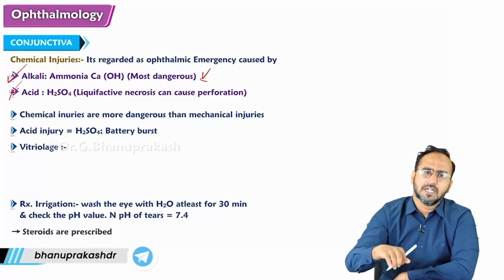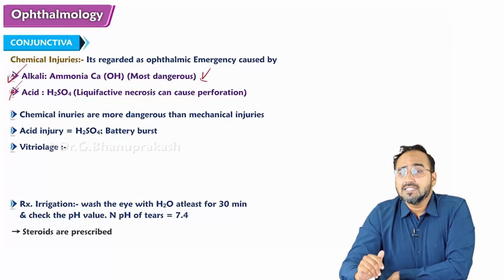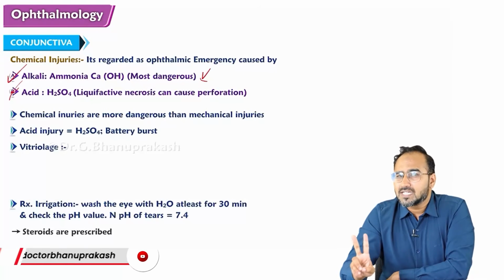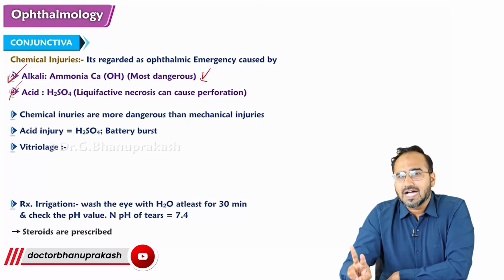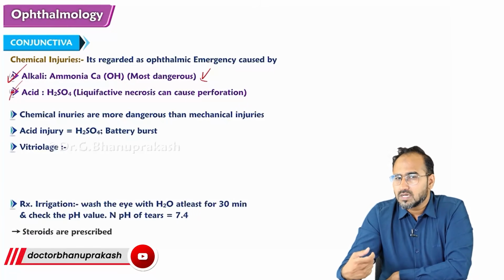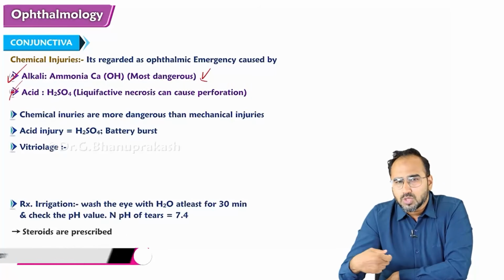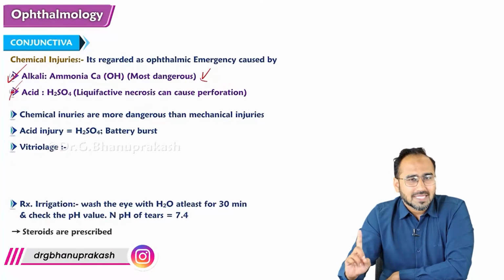We'll repeat it once again. We are discussing the chemical injuries of the eye. There are two types of chemical that can cause injury to the eye. One is the acid, the other is the alkali. Which is more dangerous? Acid means acid attack, caused by some coward who throws acid on a person. So is that dangerous, or is alkali injury?